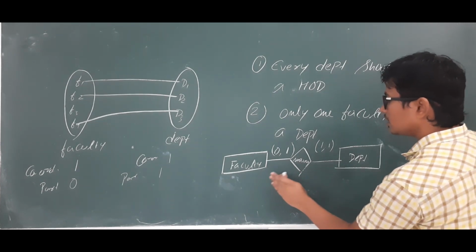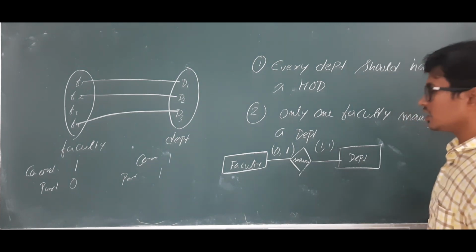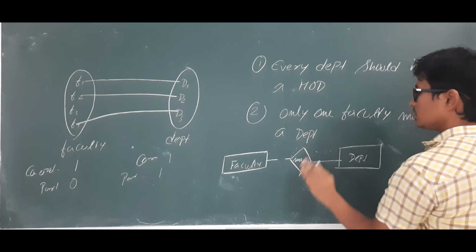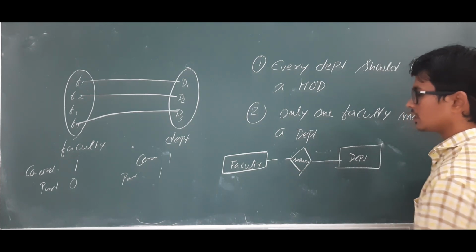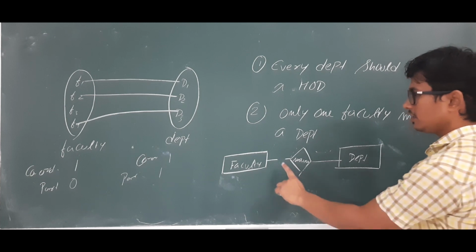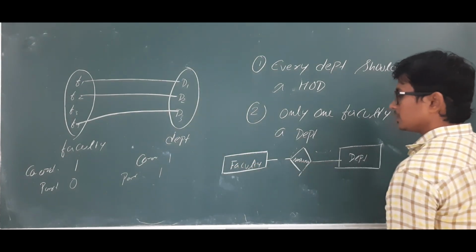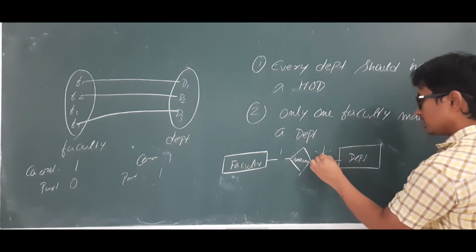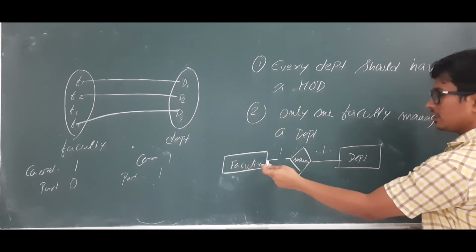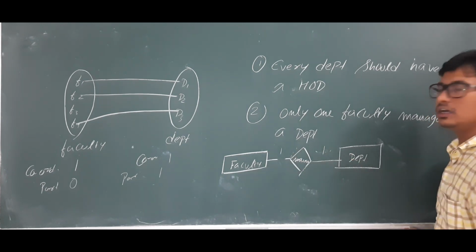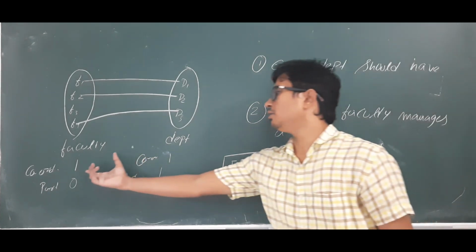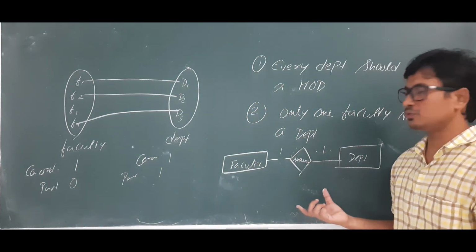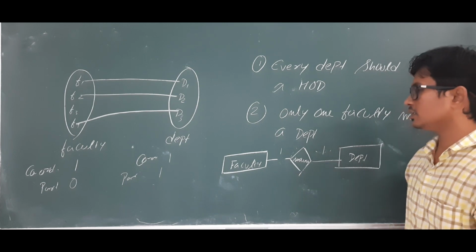If you want the cardinality ratio representation, we can also represent that. It is also very simple. Here you should keep the cardinality of the department. The cardinality of the department is 1. What is it for the faculty? It is 1. So we can read it as: one faculty manages a department. So here the value of cardinality is 1 and the department is also 1. So the cardinality ratio is 1:1.